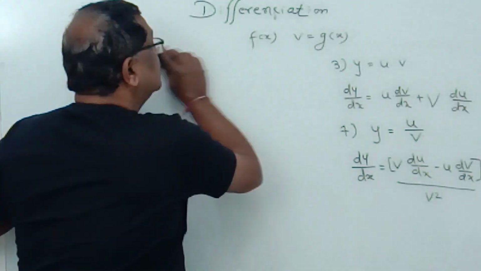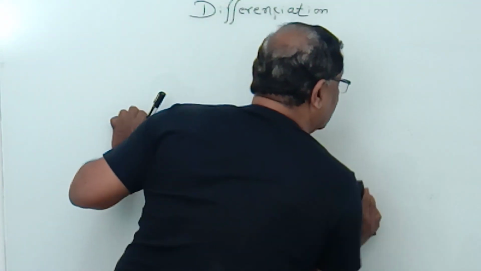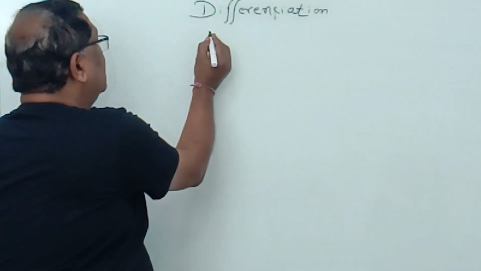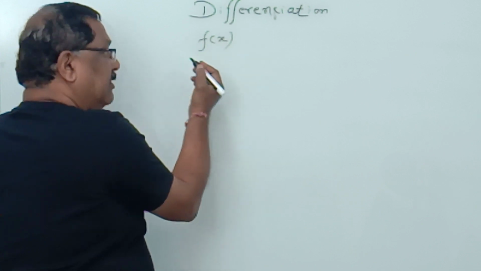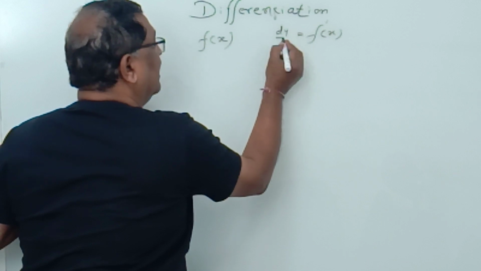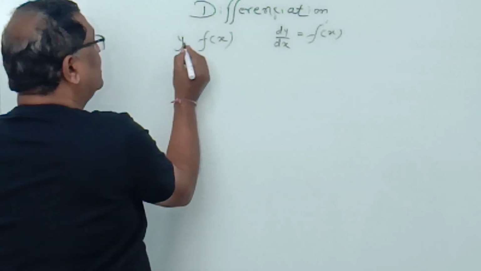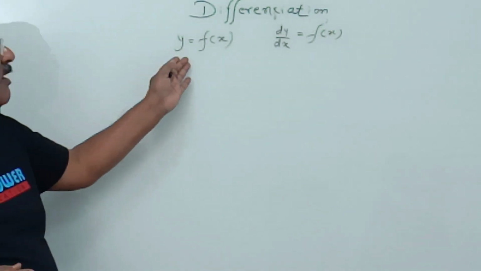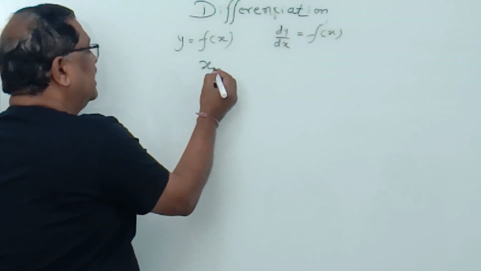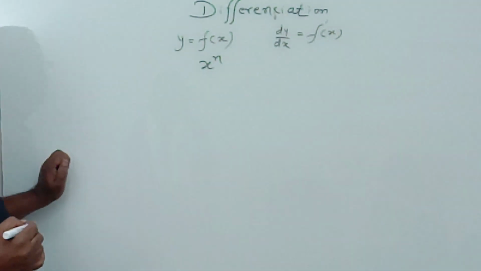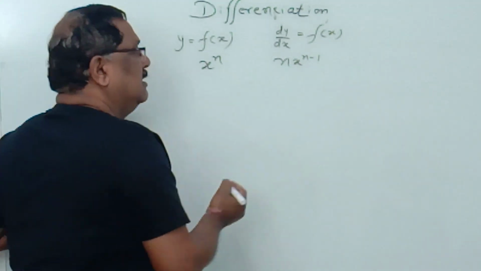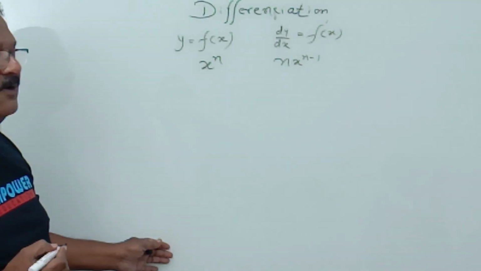Let us list some standard functions and their derivatives. Let's take a function f of x. Its derivative can be written as f dash, which is equal to dy by dx if I take y is equal to f of x. What are the derivatives of the different functions? The first one is x raised to n. Then its derivative is n x raised to n minus 1. I will take the remaining, all trigonometric functions.